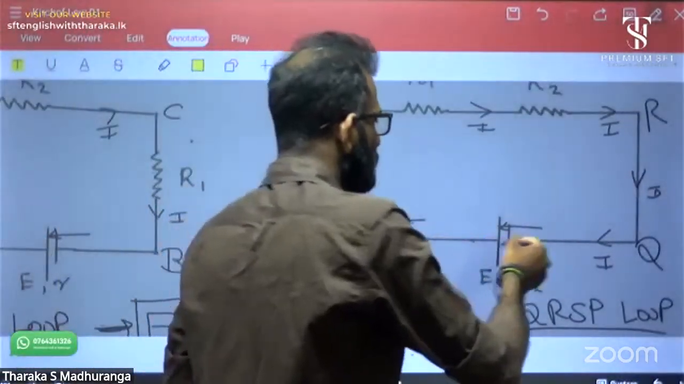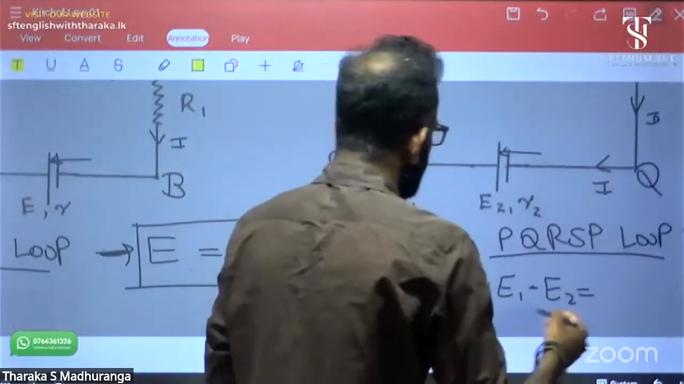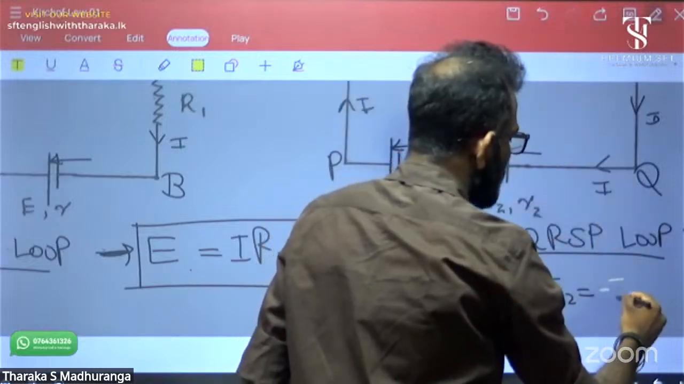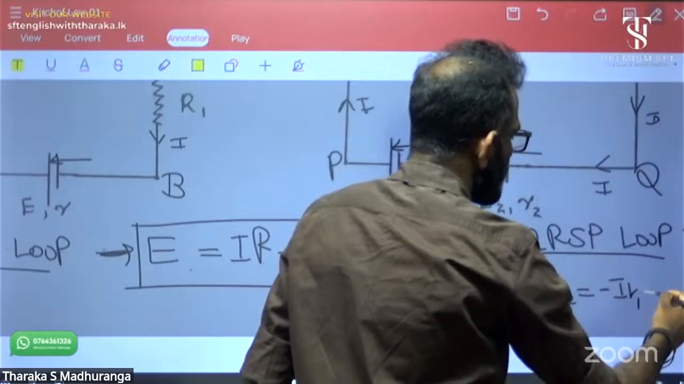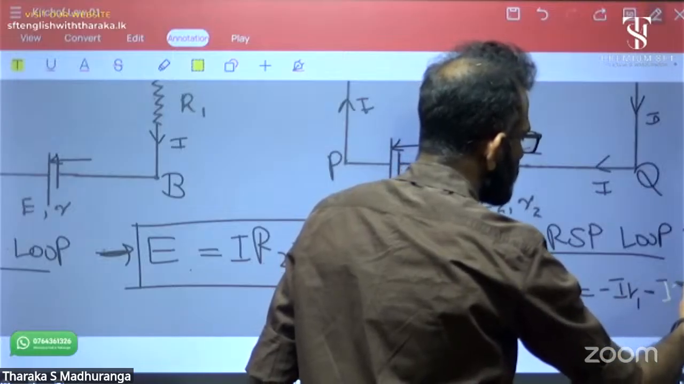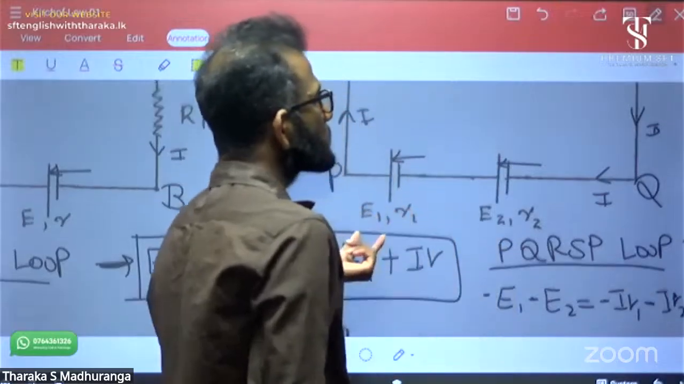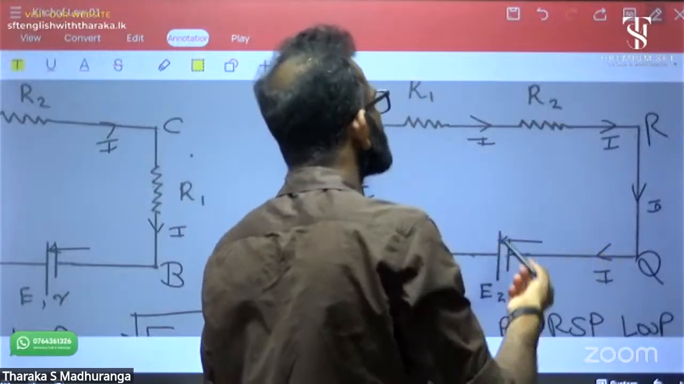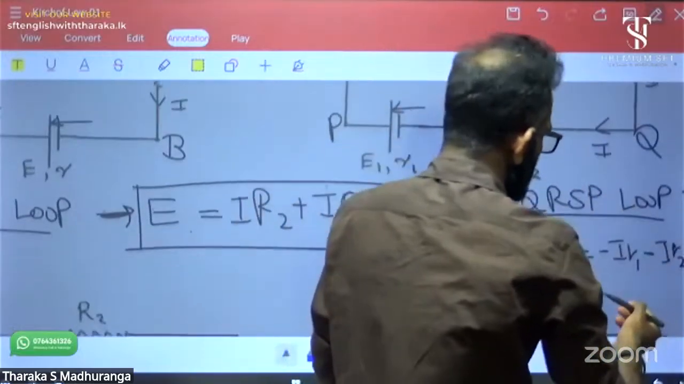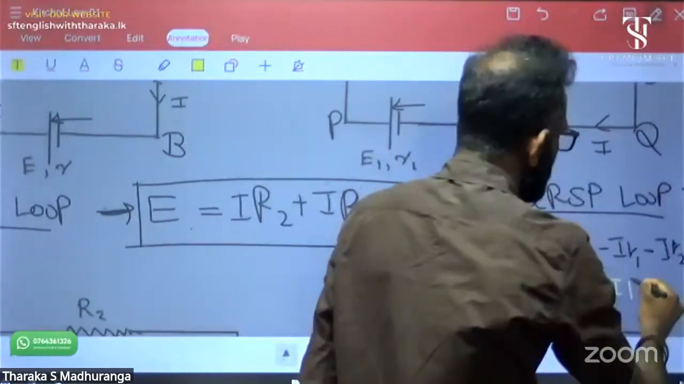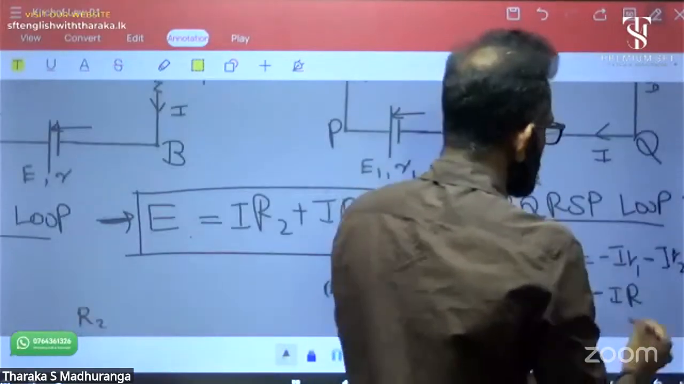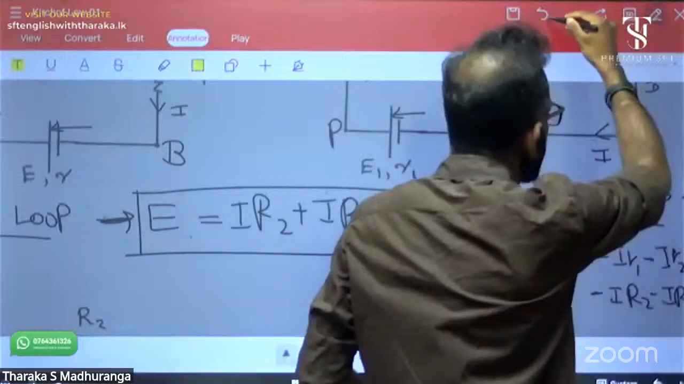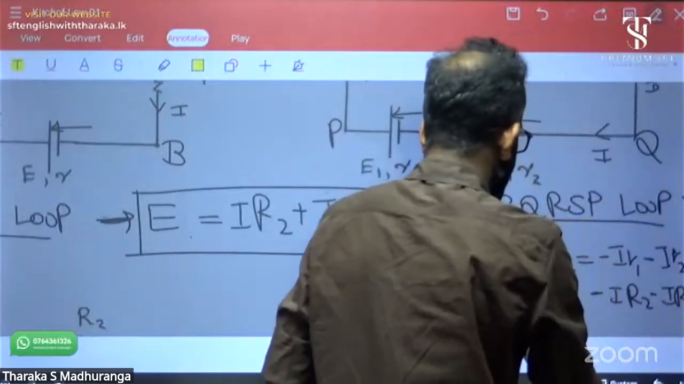again going through the same path: minus I R1, minus I simple r1, minus I R2. Again another two external resistances, both negative: minus I R2, minus I R1. Okay, this is the expression.